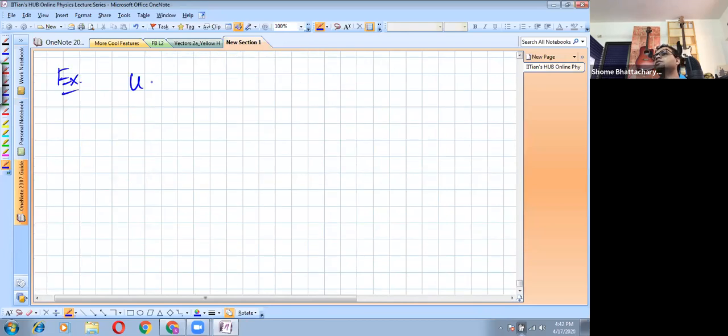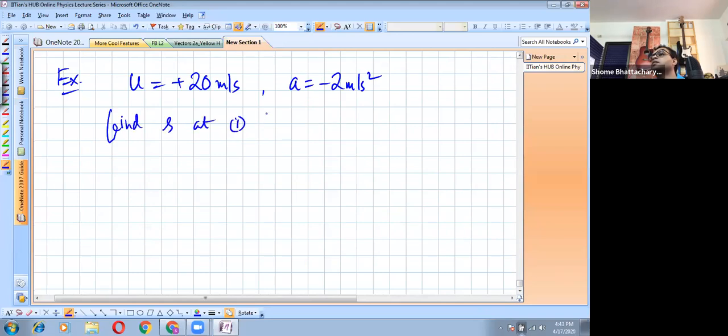Let's take initial velocity as plus 20 meters per second. And let's take acceleration as, let us say, minus 2 meters per second square. Now I want you to find displacement at t equal to 5 seconds, okay, and t equal to 15 seconds.